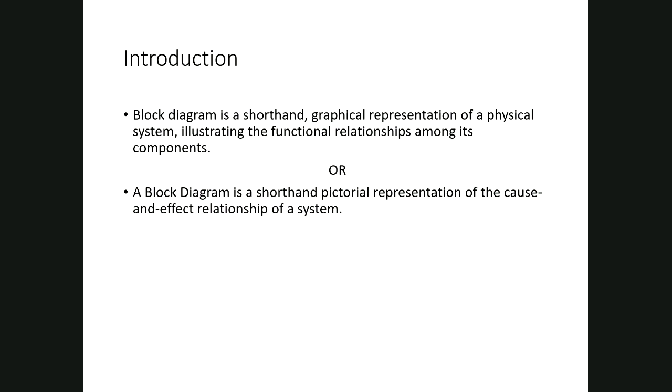So block diagram is a kind of graphical representation of a physical system, representing the functional relationship. It is a pictorial representation. Let's, for example, we've been drawing something like this, where you will see a system, input, output. This is the block. So this is the block diagram for this.